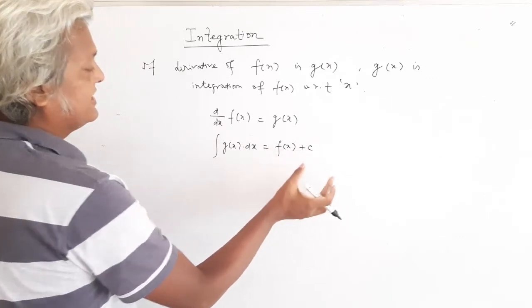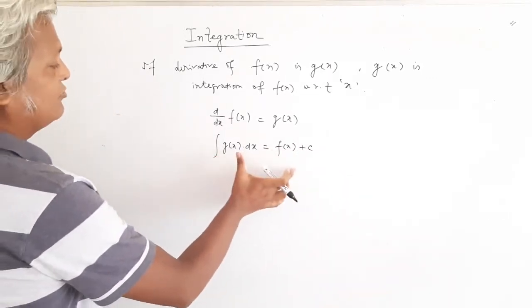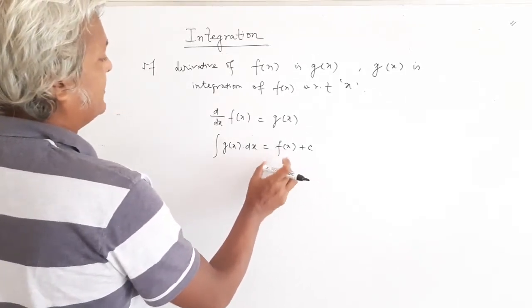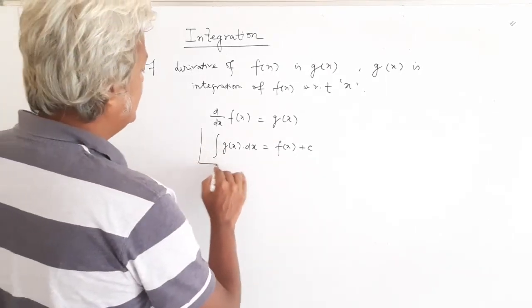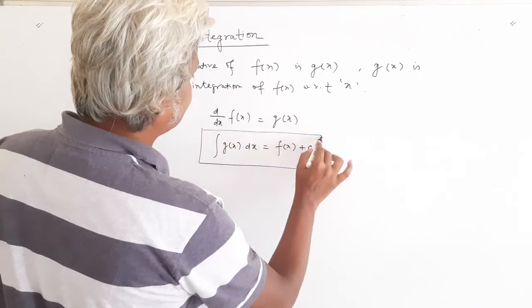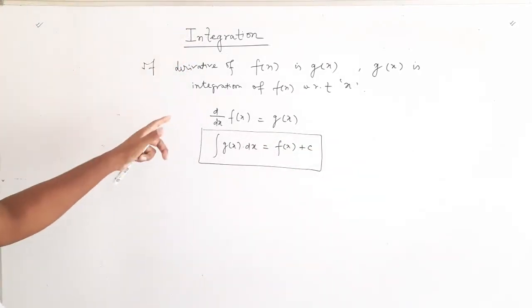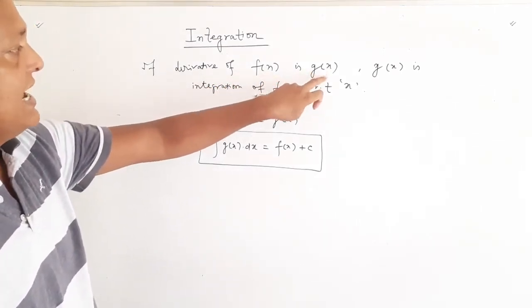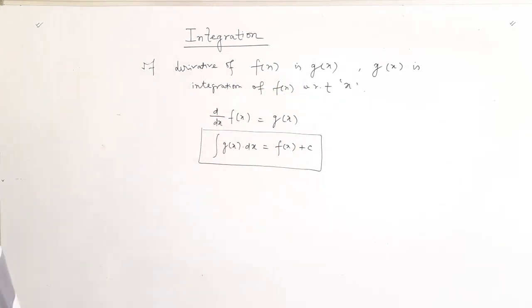C is called the constant of integration, added to cover any shortcomings, because any mathematical process may or may not be the exact one. So if the integration of g(x) dx comes very close to f(x), then if you add this constant, this will be kind of equal. So this is the idea. You can also say that integration is the reverse process of differentiation. The differentiation of f(x) gives you g(x), and then the integration of g(x) will give you f(x) with a constant. This is all about integration.